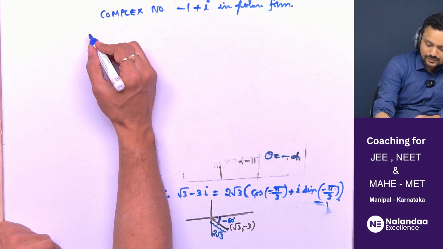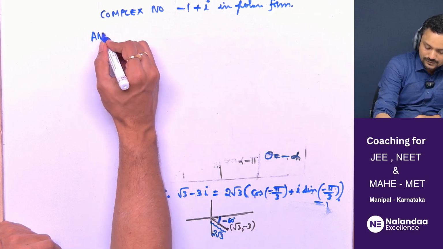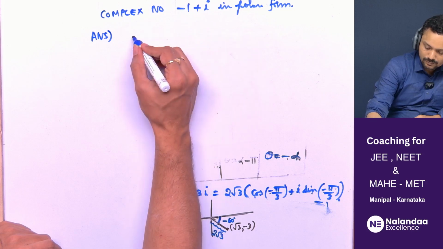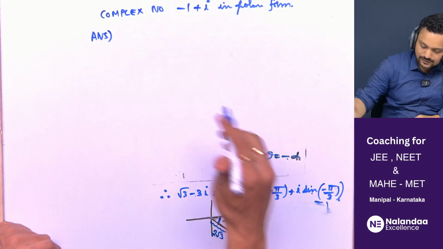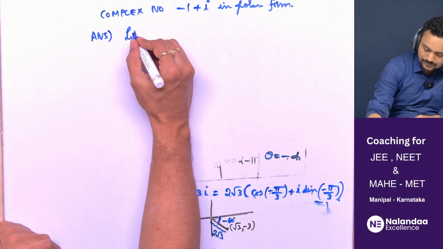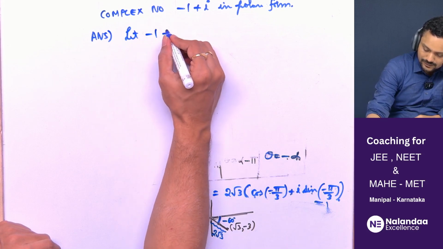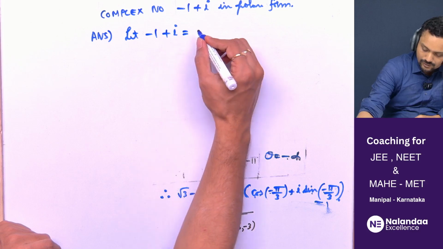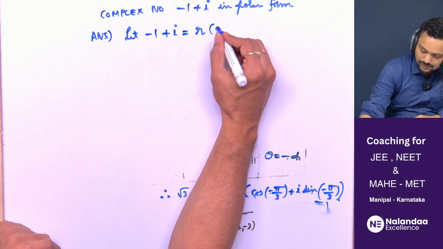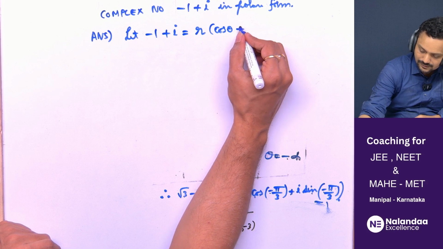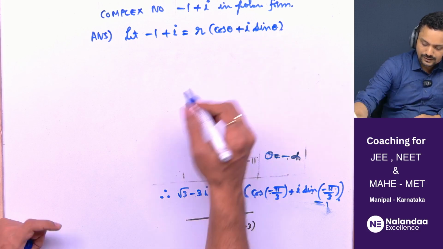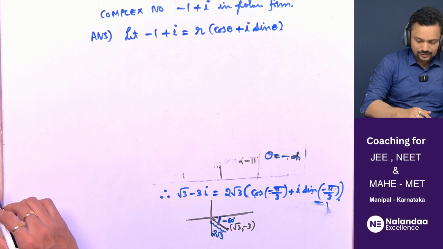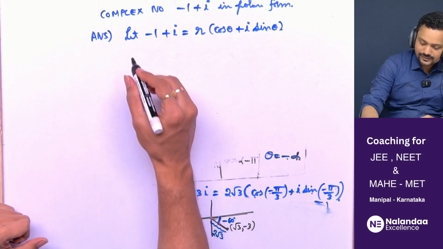So let us do the standard procedure answer. First we'll assume the polar form. So I can say something like this: let minus 1 plus i be equal to r into cos theta plus i sin theta. So first we'll assume it like this. Then quickly I'll write the value of x and y.